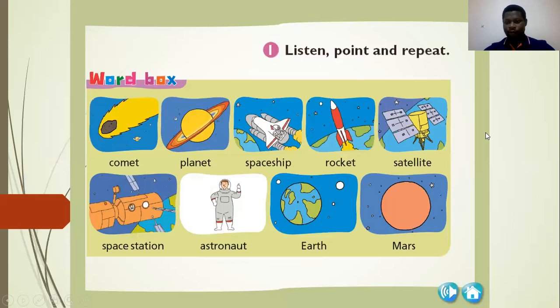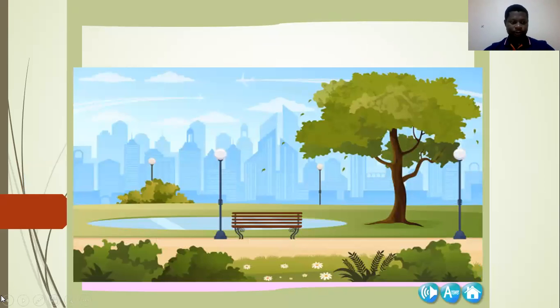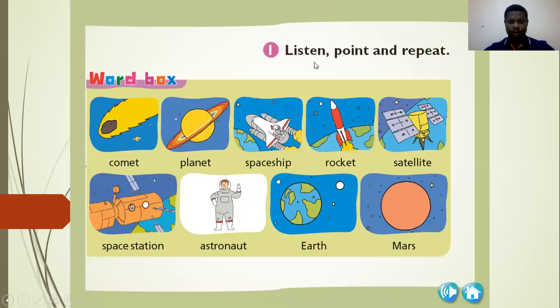So here we're going to listen to our word box. We'll listen and say this vocabulary. So listen, point, and say. Students book, Unit 5, Lesson 2, Size 1. Listen, point, and repeat.